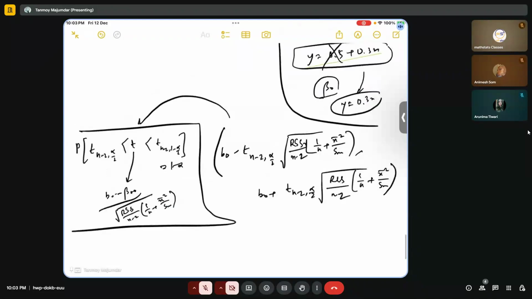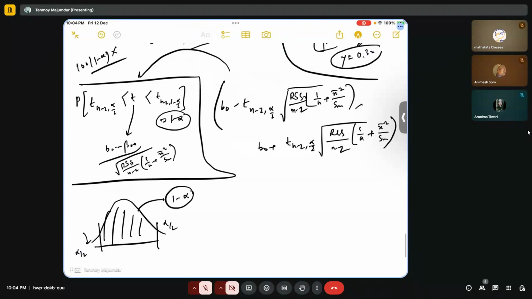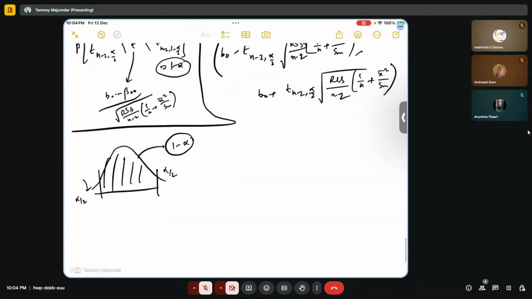that is the thing, that is called the 100 into 1 minus alpha percent confidence interval. So if alpha equals 0.05, that means we are finding a 95% confidence interval. So in t distribution, which is like this, here we are having alpha by 2 and here we are having alpha by 2. So the remaining part is 1 minus alpha. So that is why we are considering 1 minus alpha in our formula. So that's why that is 100 into 1 minus alpha percent. If alpha is 0.05, we are considering a 95% confidence interval for b naught.